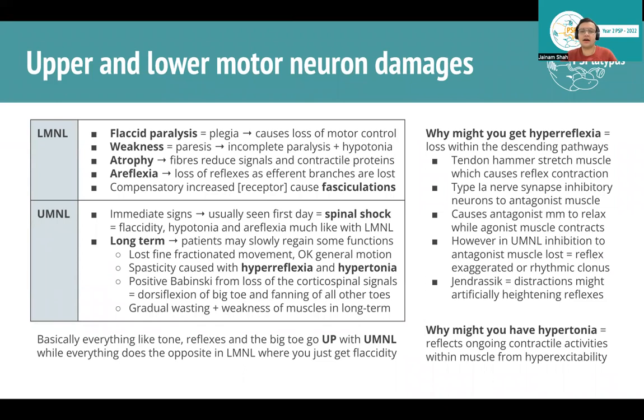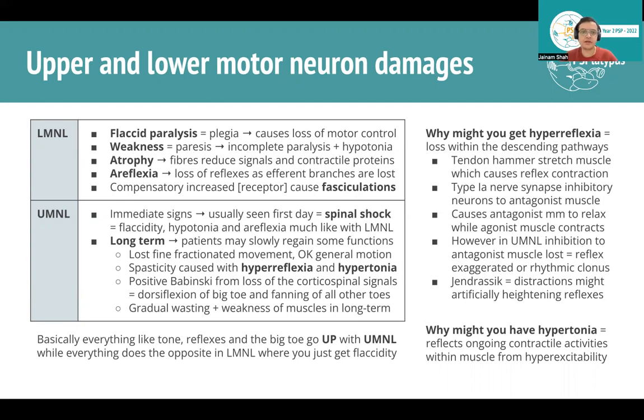You also get weakness, so paresis, like hemiparesis. That term specifically refers to one side of the body being affected, but paresis is just weakness in general. So you get an incomplete paralysis as well as hypotonia, so loss of tone. You can also get atrophy from disuse of a particular muscle, so the fibers reduce in signals, and therefore the contractile proteins are not being used at all, so they start to get degraded. You get areflexia as well, so essentially the branches that are responsible for allowing reflexes to occur are lost. So you might have the sensory pathway preserved, but if you have no motor pathway, you'll not be able to see the reflex actually being initiated.